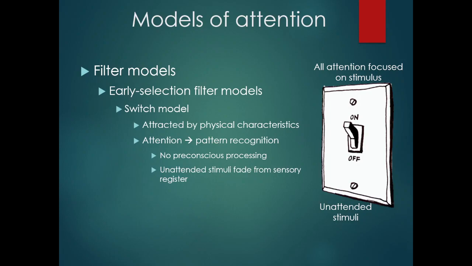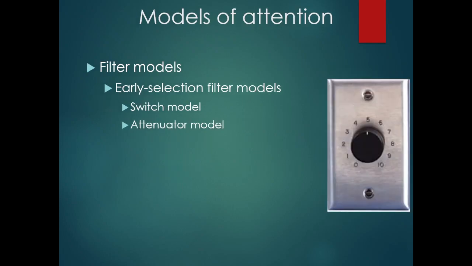In this model, anything that you're not paying attention to, any kind of unattended stimuli, will fade from your sensory register. So maybe it crossed your eye and it landed on your retina and it's being stored there for a few milliseconds in case you want to pay attention. But if you don't pay attention to it, it just fades away as though you never even saw it, as though it never crossed your retina. So that's an on-off switch.